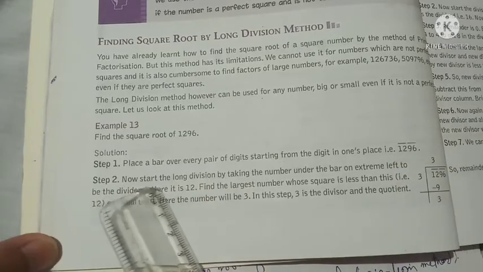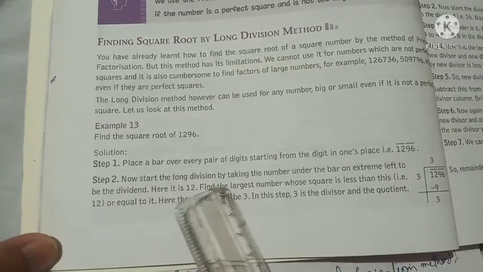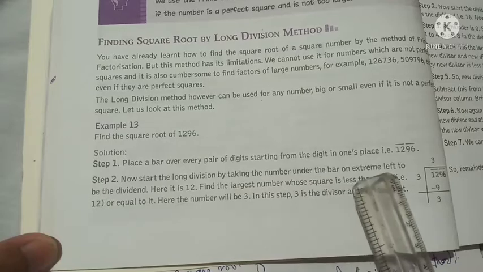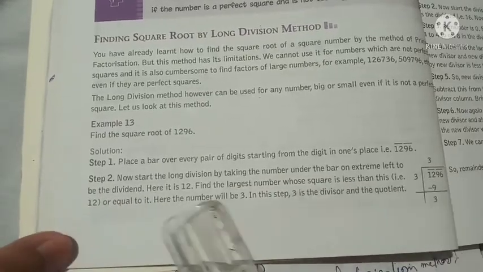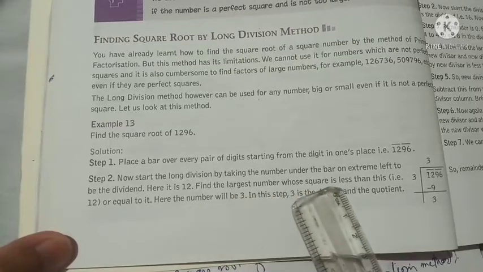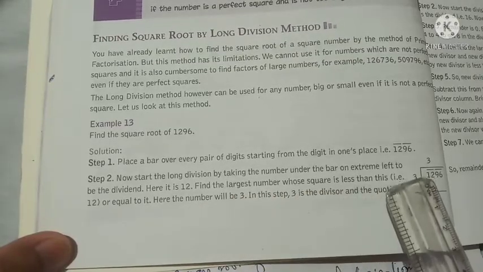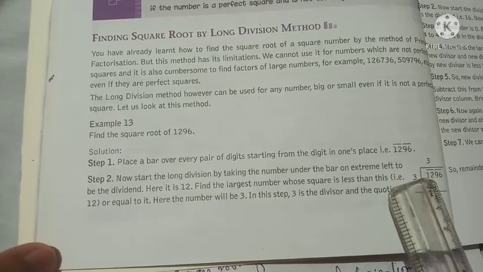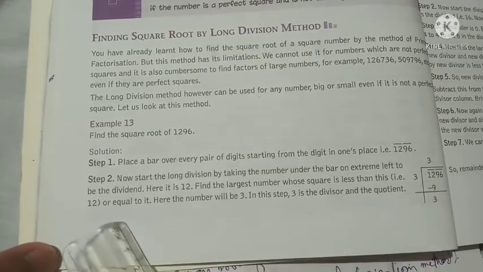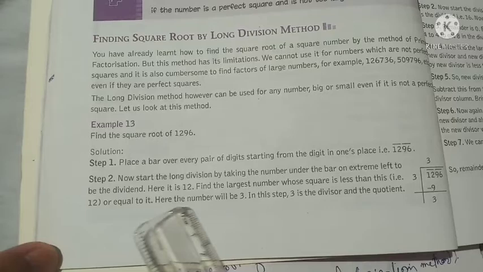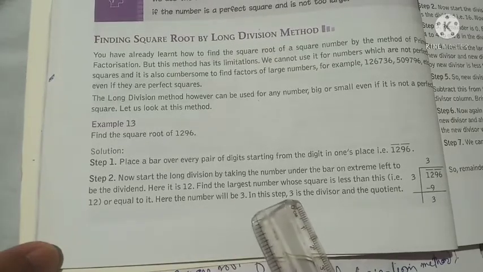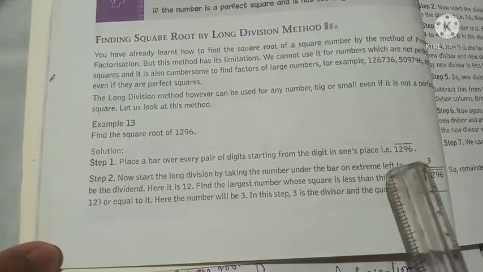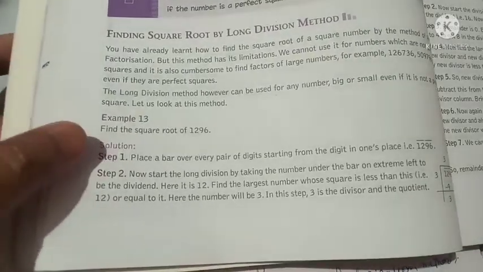Now start the long division by taking the number under the bar on the extreme left as the dividend. This will start from 12. Find the largest number whose square is less than or equal to 12. Here the number is 3, since 3 times 3 is 9. So 3 is the divisor and 3 is also the quotient.